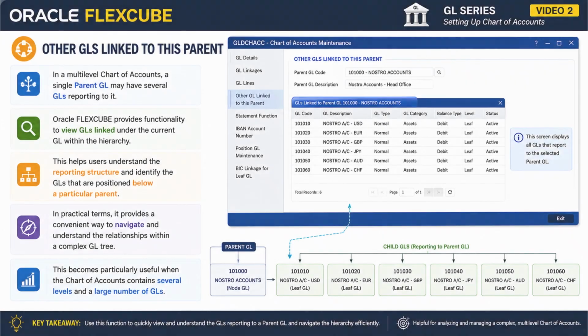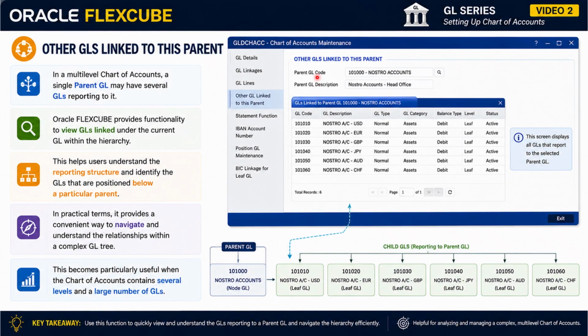Other GLs linked to this parent. In a multi-level chart of accounts, a single parent GL may have several GLs reporting to it. Oracle FLEXCUBE provides functionality to view GLs linked under the current GL within the hierarchy. This helps users understand the reporting structure and identify the GLs that are positioned below a particular parent. In practical terms, it provides a convenient way to navigate and understand the relationships within a complex GL tree. This becomes particularly useful when the chart of accounts contains several levels and a large number of GLs.